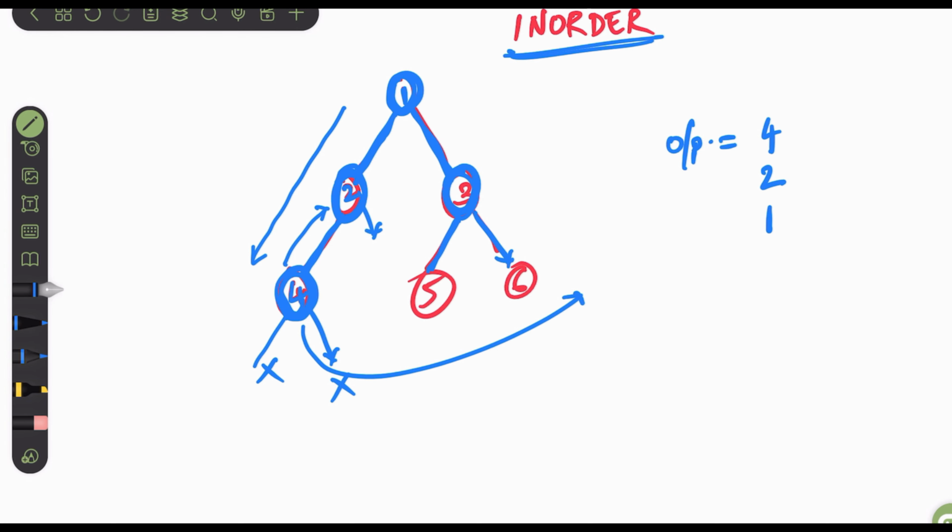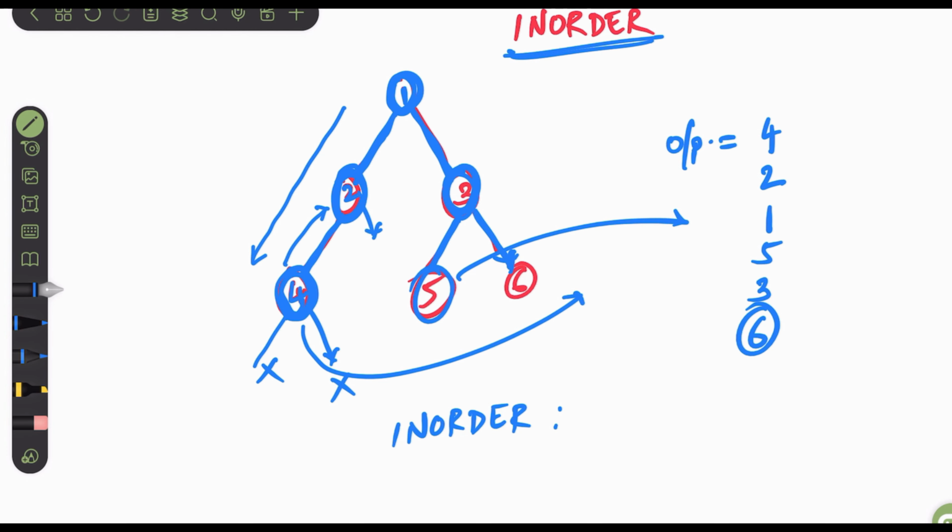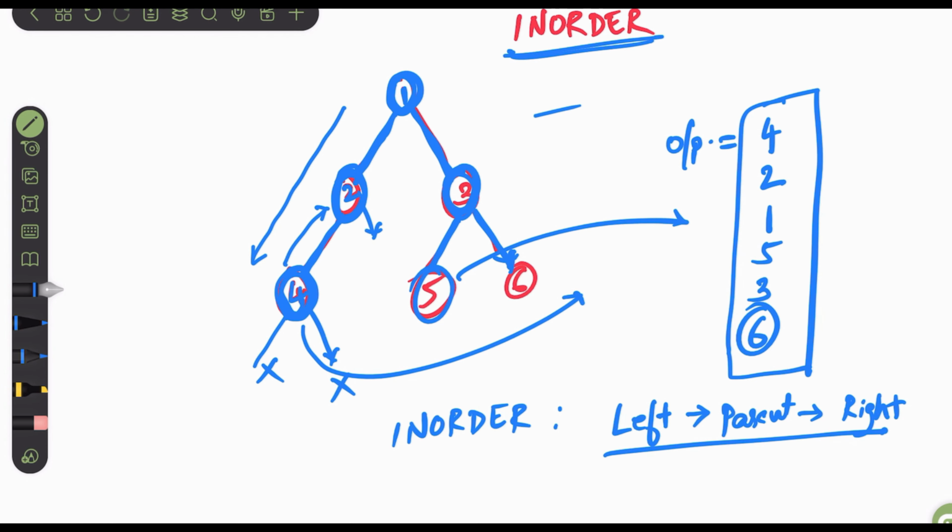From 3, we'll go to 5. We'll write 5 to our output. Go to our parent, write 3, then go to the right, and then write 6. For in order, we first do the left, then parent, and then right. This is the way in order traversal works. So the output for this binary tree is this.